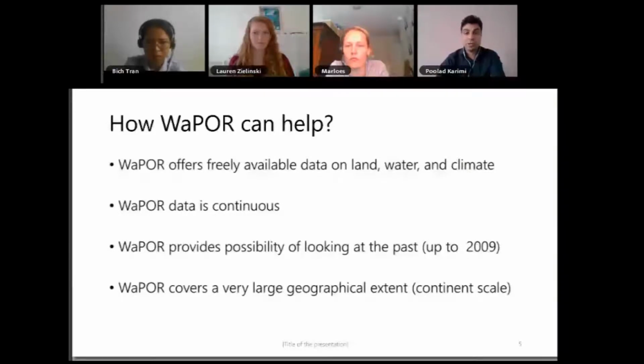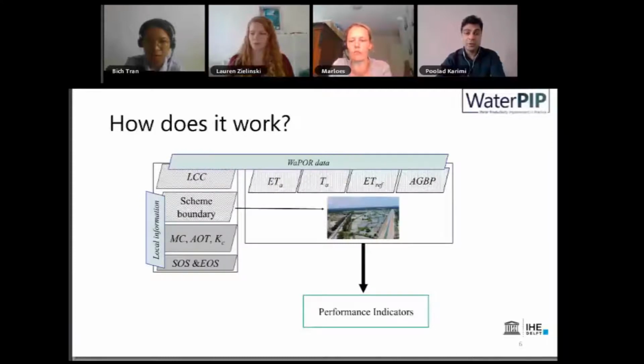So at the moment, we would have 10 years of data to build upon. And also it covers a large geographical extent. It covers continental scale analysis. So these are what WaPOR has to offer us to carry on irrigation performance assessment in a new way.